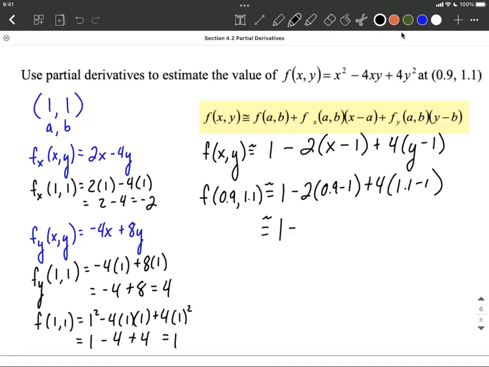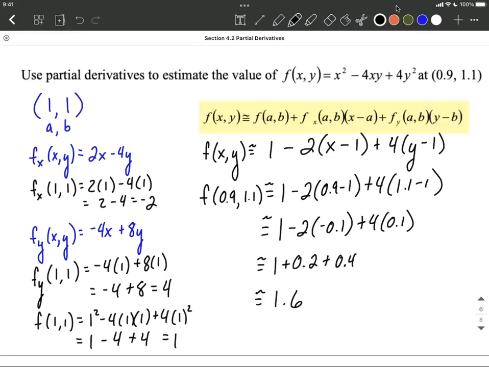So it's going to be 1 minus 2 times negative 1/10 plus 4 times positive 1/10, just working the operations inside the parentheses first. So 1 plus 2/10, multiplying there, plus 4/10. That's 1.6. 1 6/10 is the best estimation we can get using our partial derivatives on this problem. Hope this helps out. Good luck.